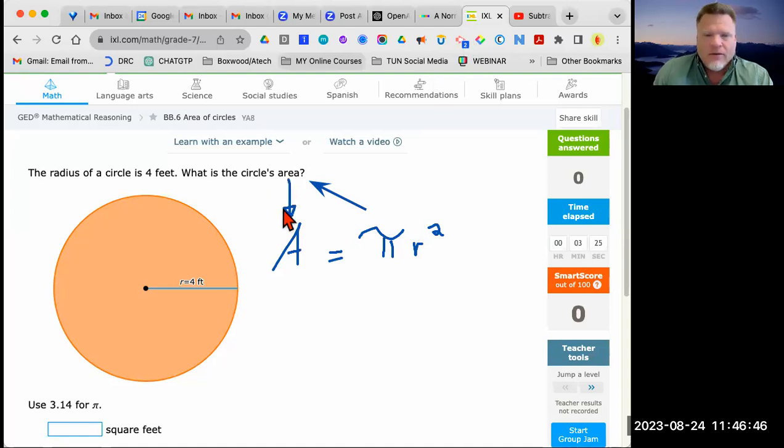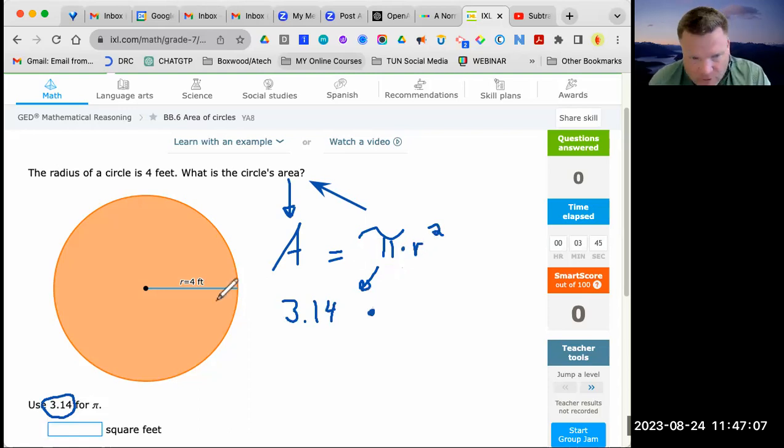A is area. This symbol just means 3.14. So we put a 3.14 here, because that's what that is. There's an invisible little multiplication thing right there. So that's times. We'll do a times dot instead of that x. And r just stands for radius, and they gave it to us. So that is 4 to the second power.